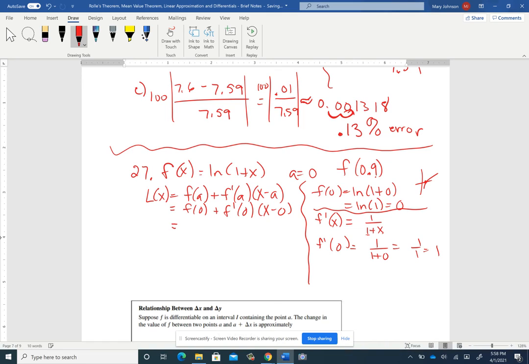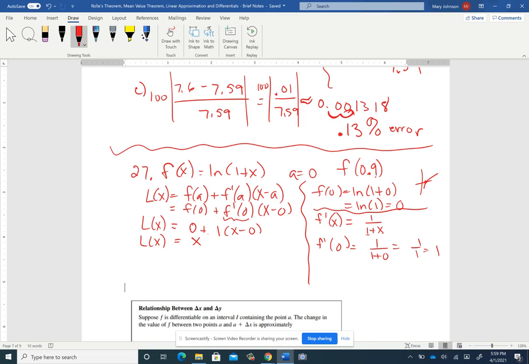We'll come over here. f of 0 is 0. f prime of 0 was 1. And so when I simplify this, I get 0 plus just x. So that's really going to be x. Now see, this is really good. It's saying that you can use the linear approximation, the line y equals x, to estimate the value of the natural log of something.